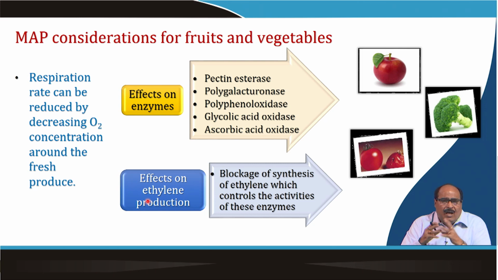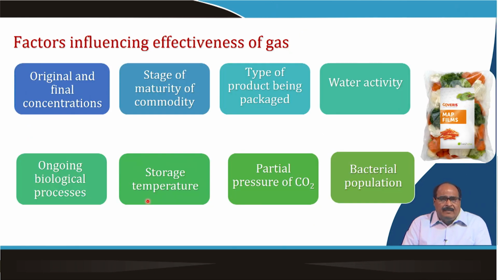Then similarly, how the change of the gaseous composition is affecting the ethylene production rate, because ethylene is a ripening hormone, that is, whether you want the blockage of synthesis of ethylene which controls the activities of these enzymes, etc. So, all these factors are considered while selecting or while going for MAP packaging.